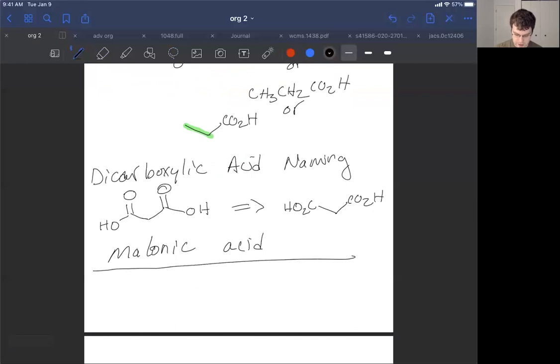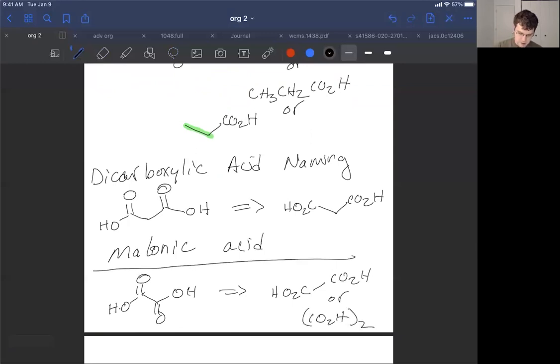Now that's in contrast to this molecule, which is abbreviated, or even some people write CO2H times 2. But this is oxalic acid.